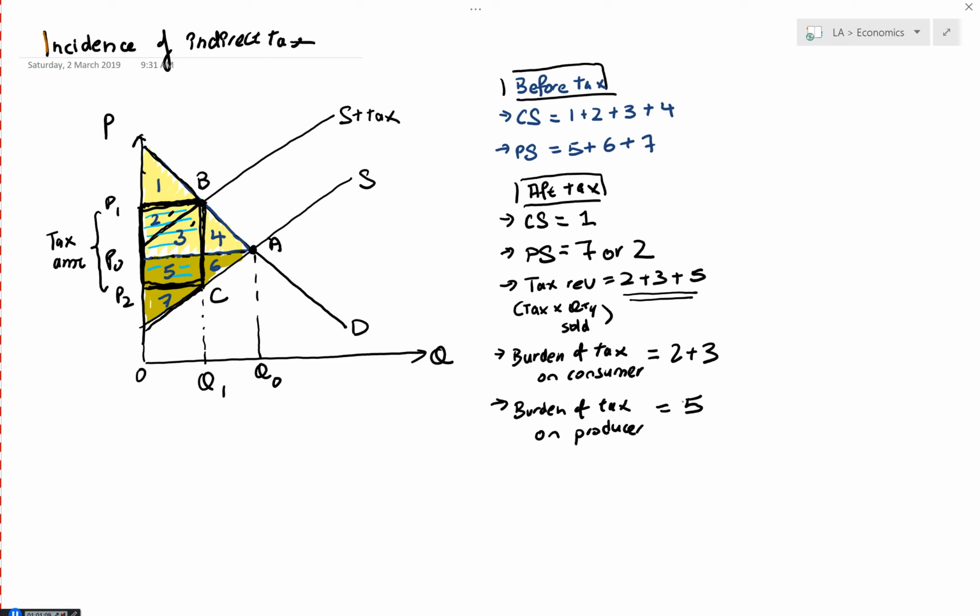What is 4 and 6? That's a deadweight loss. Deadweight loss means welfare loss. Welfare is what? Consumer and producer surplus. So because of a tax, the market becomes worse off, worse off by the area of 4 plus 6. That's why it's a deadweight loss, a welfare loss. So that's why it's called a deadweight loss. Okay?